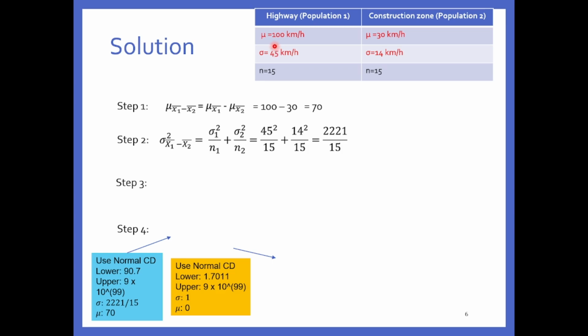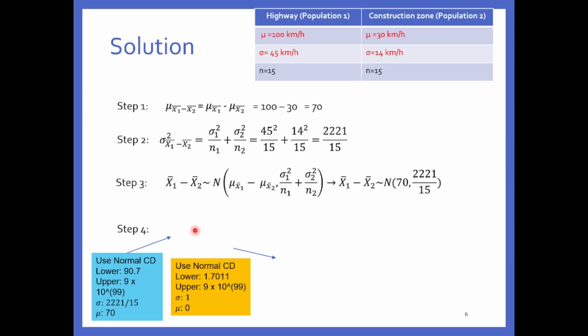Because this is the standard deviation, the variance is 45 squared divided by 15 plus 14 squared divided by 15. Okay, and then the third step, the difference of these two sampling satisfies a normal distribution with the difference of the mean being 70, and this is their variance, which is in step 2 here.